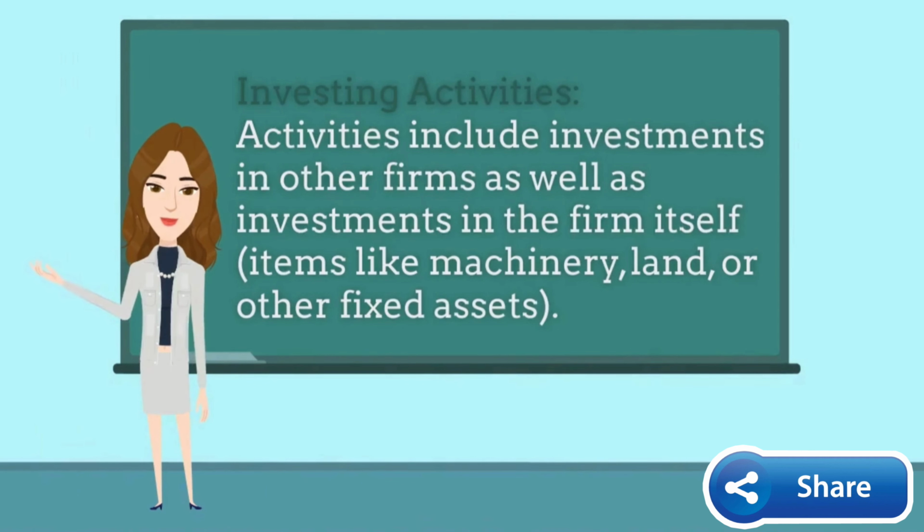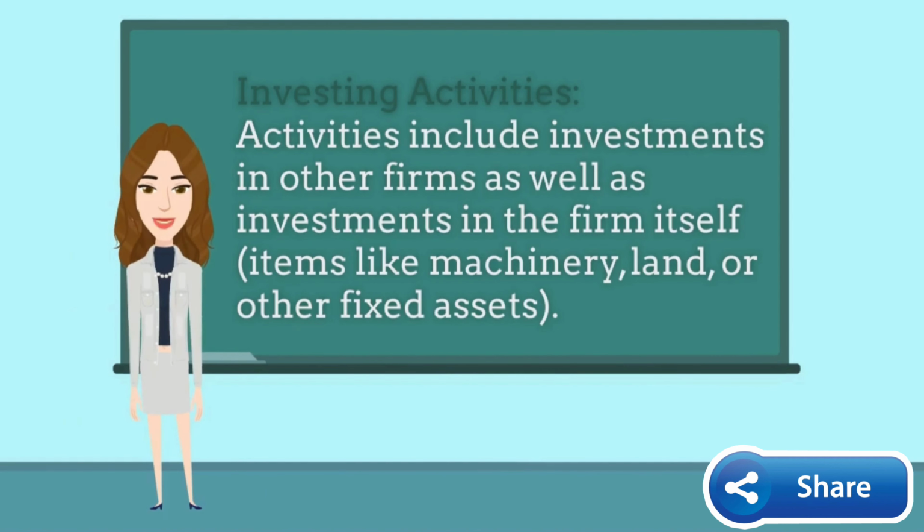Investing activities. Activities include investment in other firms as well as investment in the firm itself, items like machinery, land, or other fixed assets. As mentioned, investing activities include investment in other firms as well as investments in the firm itself. These are items that are capitalized, placed on the balance sheet, and depreciated over time, and thus did not reduce net income. They did, however, cause an impact to cash flow.